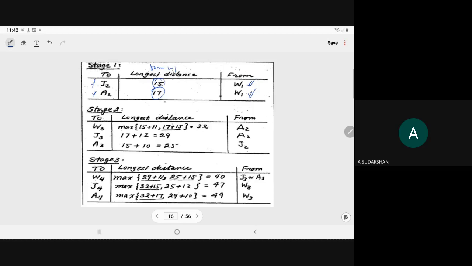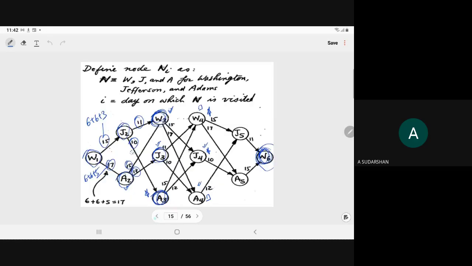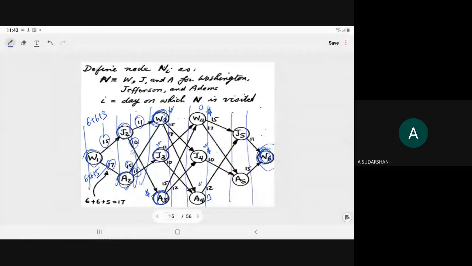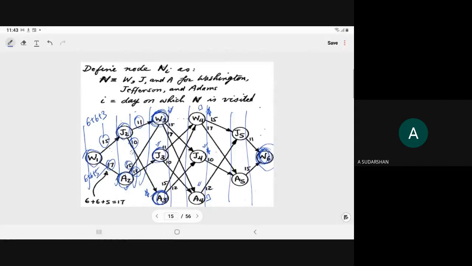For stage two, we have broken our problem into stages, right? We have decomposed our problem into stages. Means W1 to J2, W1 to A2 is stage 1, then J2 to W3, J2 to A3, then A2 to W3, and A2 to J3. That is another stage.